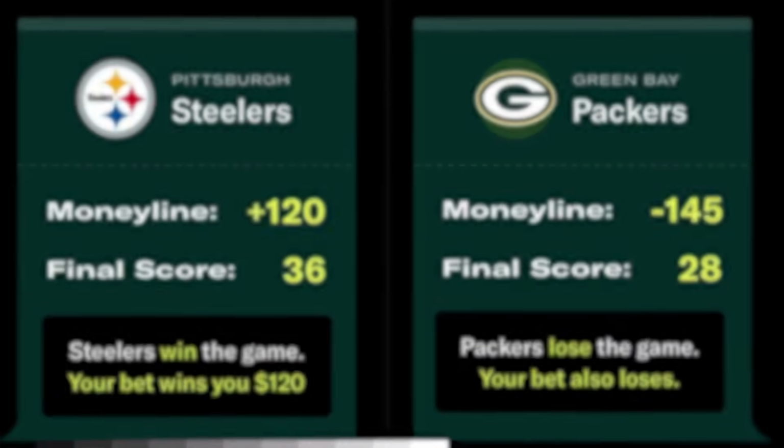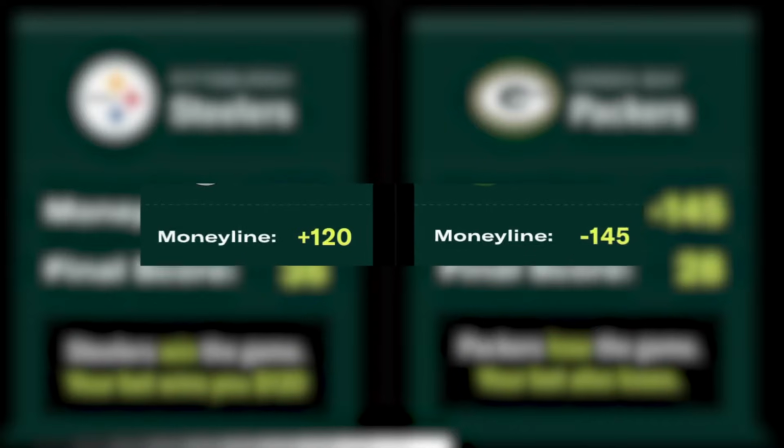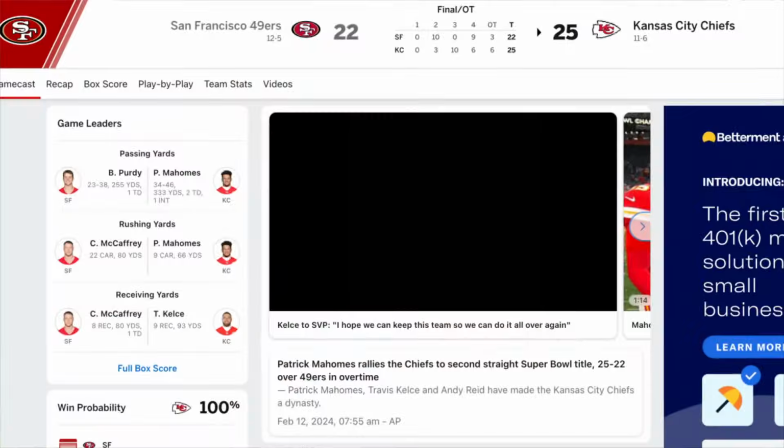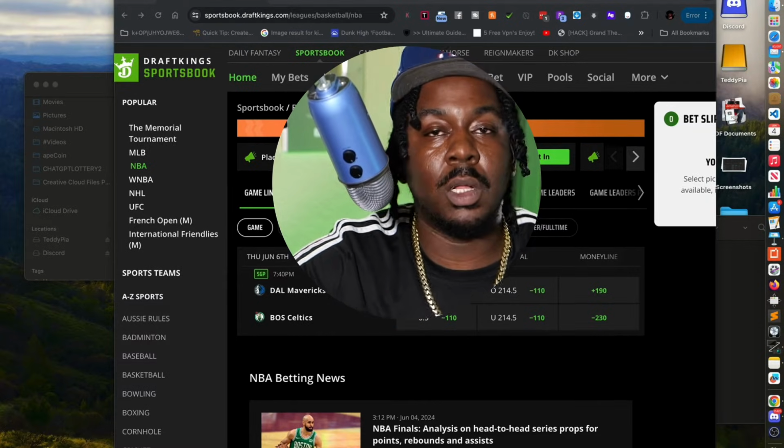So the first thing we're gonna talk about is the money line, right? Because the money line is the most simple to understand. It's the one that I can break down to the easiest terms. So to make the money line simple, the money line is who's gonna win, who's gonna lose. But the money line is straight up. It doesn't matter how many points, it doesn't matter what happens, it's just who's gonna win or lose.